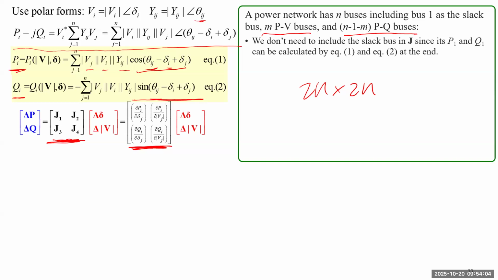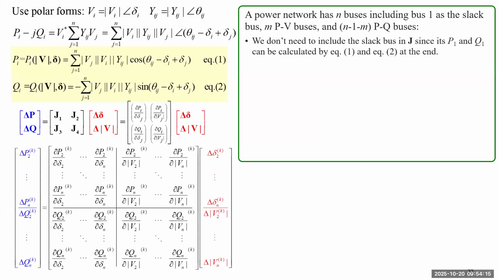But actually, we don't have to include the slab bus because the slab bus doesn't need to be solved. It needs to be calculated at the end. This is similar to the Gauss-Seidel method. So we can get rid of the slab bus. We only assume the Jacobian matrix to be starting from bus 2 until bus n. So here the dimension will be 2 times n minus 1 by 2 times n minus 1, right? We just get rid of the slab bus.